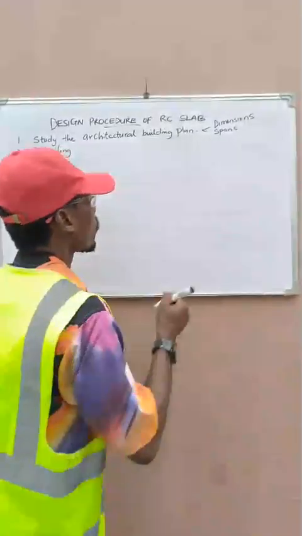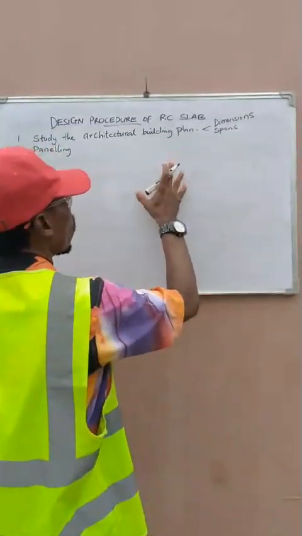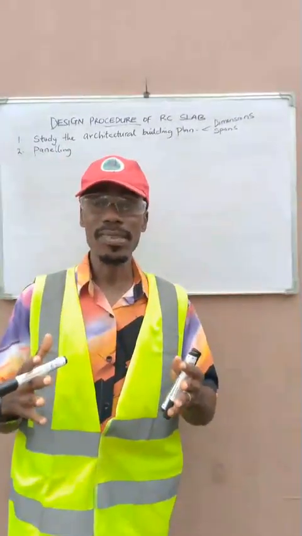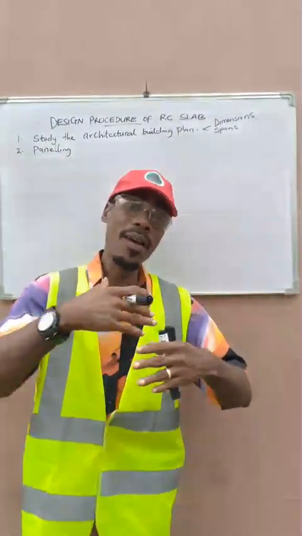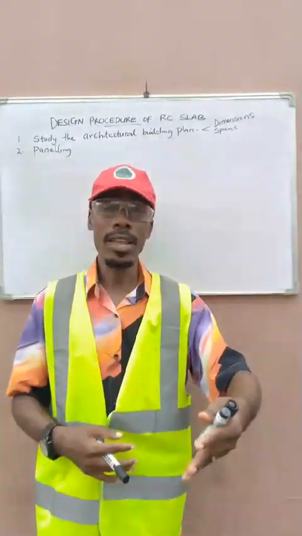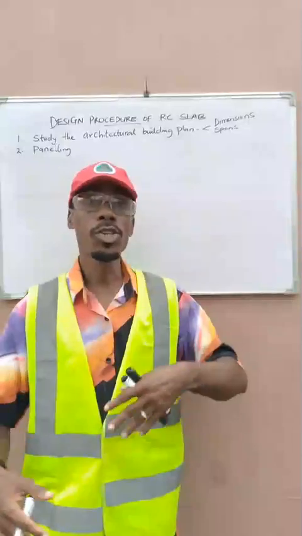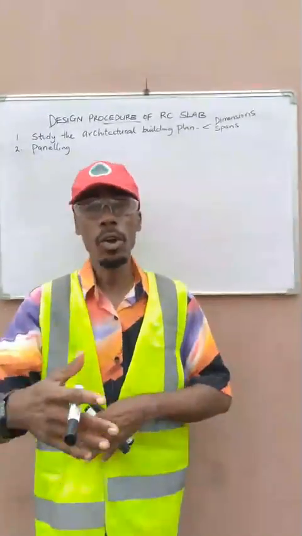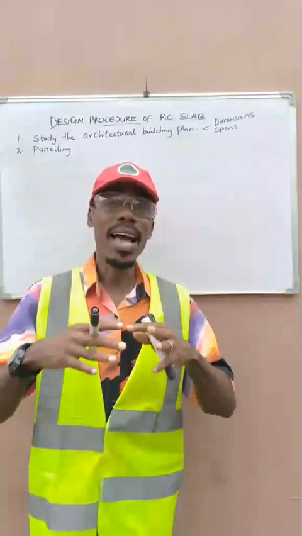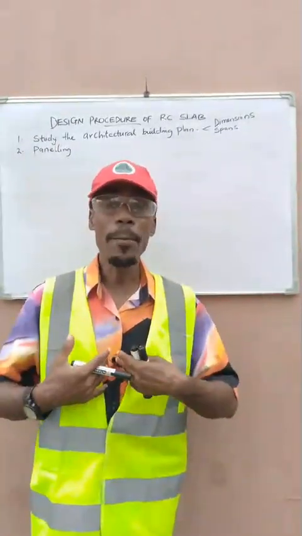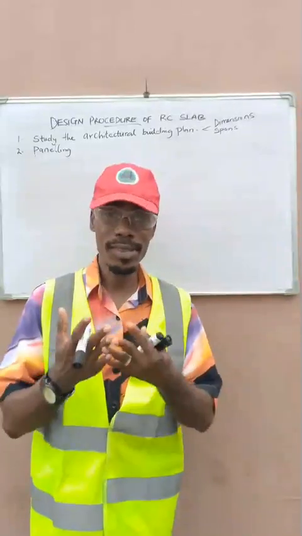For example, let's say we have the slab. In a building, you have your sitting room, your main lounge, your porch, your dining area, your bedrooms, your kitchens, your lobby. All of these areas are what will form the panels. Forming the panels is based on your own discretion.